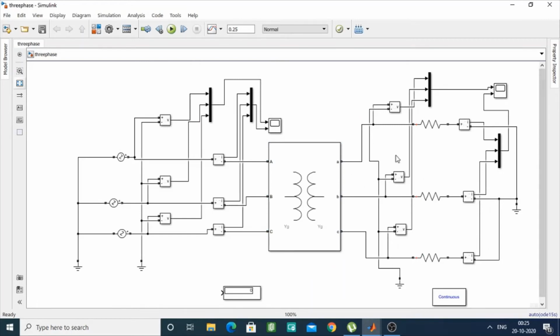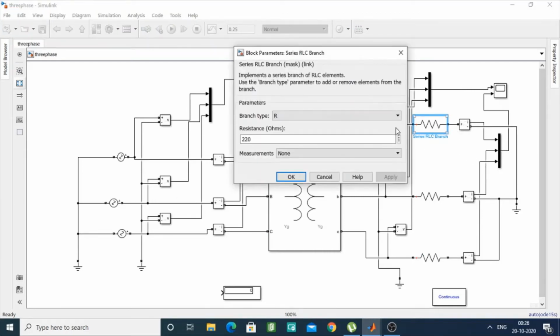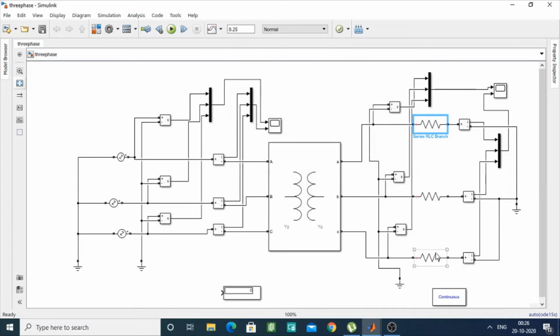Now coming to this side, we have three loads, series RLC branches that have been converted to R, and the resistance is 220 ohms for three of these. Then we see that a current measurement is connected to each of these loads, and a voltage measurement is connected to these loads via the positive port, and the negative port is again connected to the ground for three of these voltage measurements, as you can see. It is similar to this side.